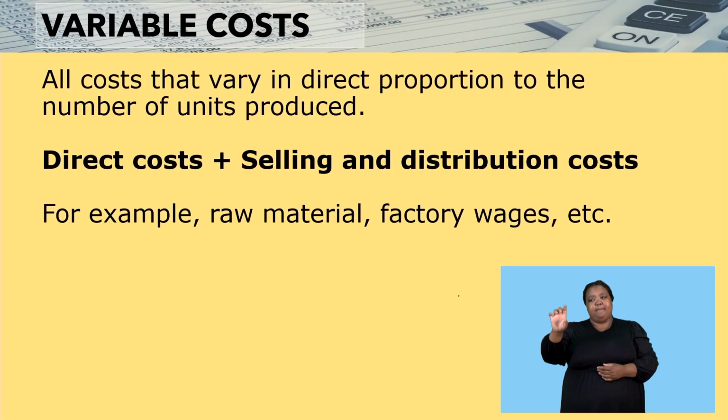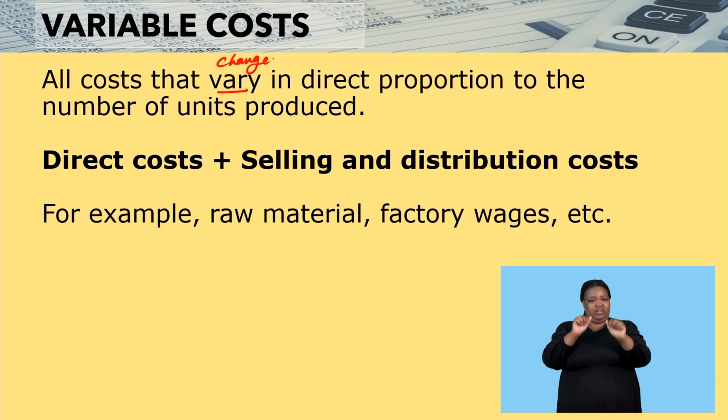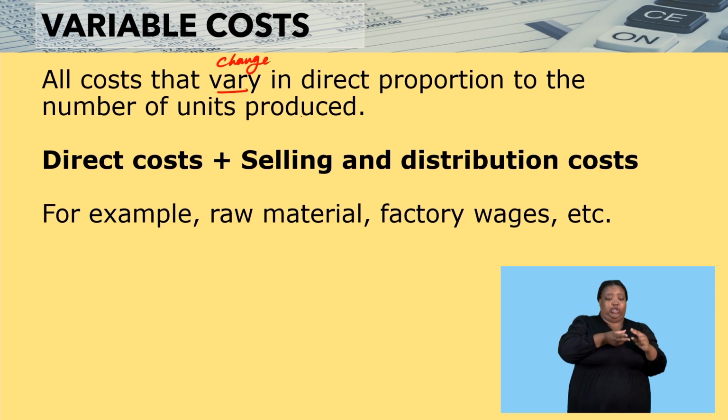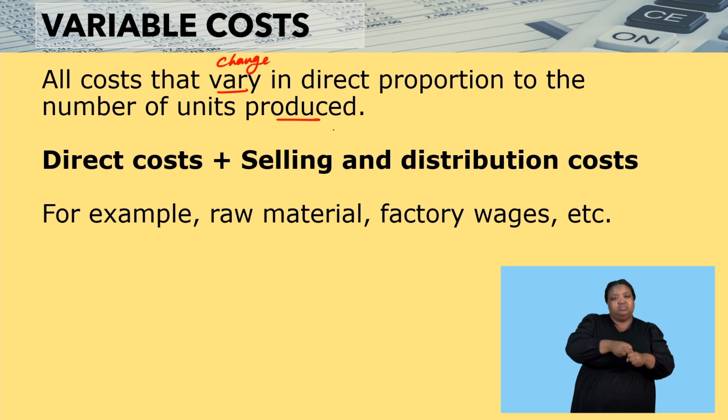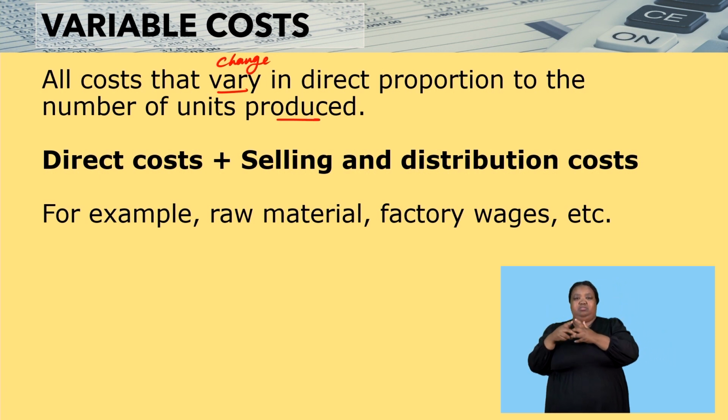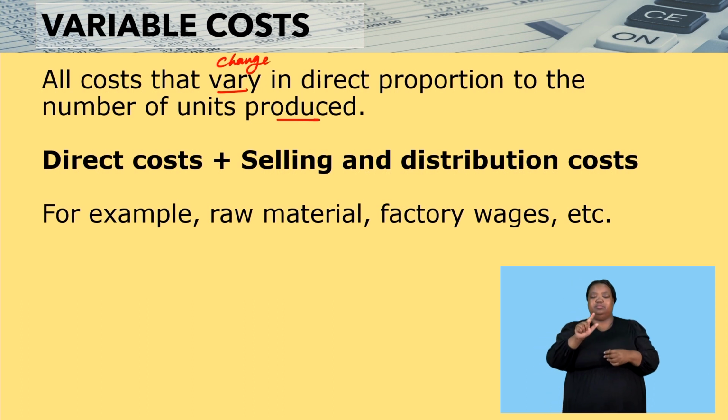Variable cost. What are variable costs? These are all costs that vary or change in direct proportion to the number of units produced. So remember, we spoke about fixed cost. They remain the same regardless of the number of units produced. But with variable cost, if we produce more, this cost will also change. If we produce less, this cost will also change. So they change, they vary, depending on the number of units produced.